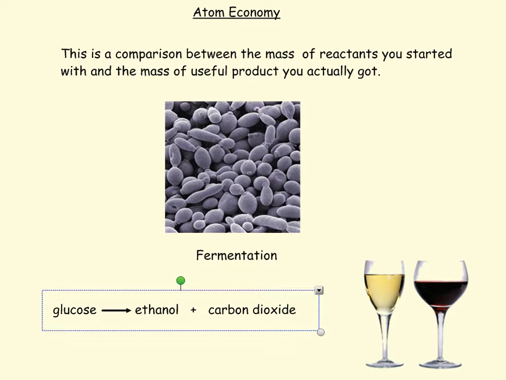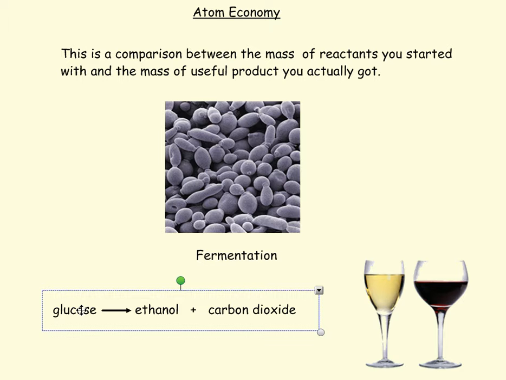Now if we look at this one, this is a big process in Britain where we do fermentation. So we get our little yeast in this case and we feed them glucose, and they turn that glucose into ethanol and carbon dioxide. If you're in the alcohol industry, you want the ethanol, but you don't want the carbon dioxide. I mean, that's not true of all cases, but it is in the case of our GCSE science today.